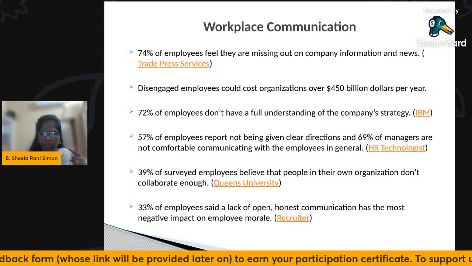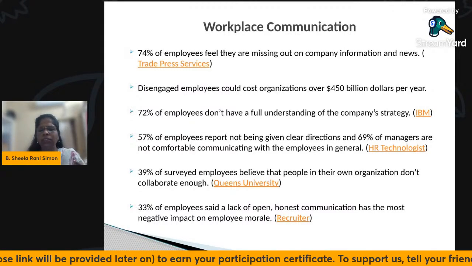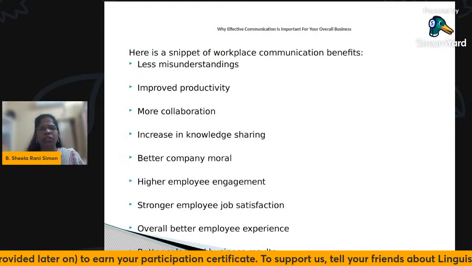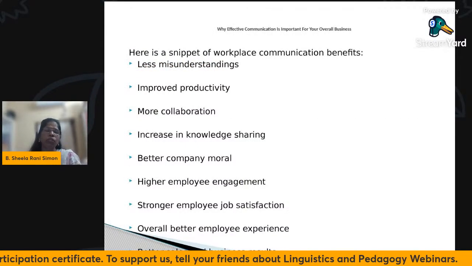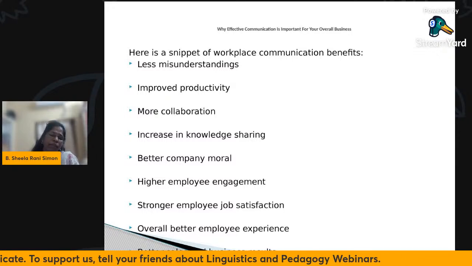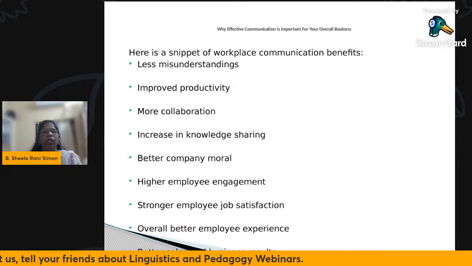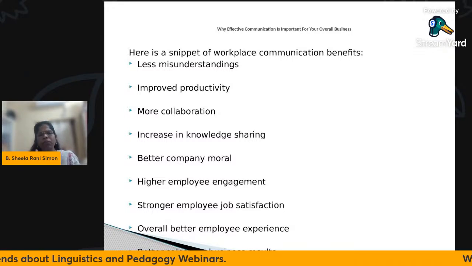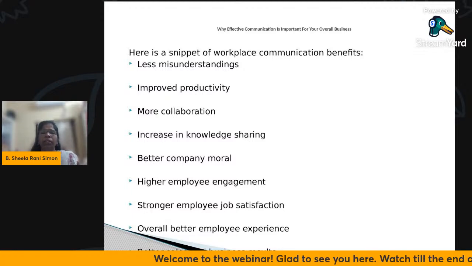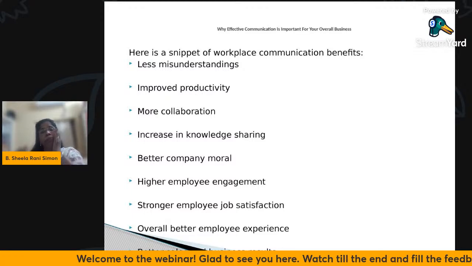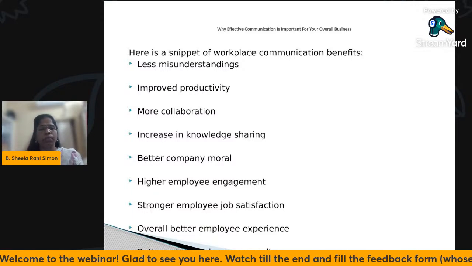So the entire onus or the burden lies on the teachers, language teachers, as to how you would mold your students to prepare them for a job in the future. So here is a snippet of a workplace communication benefit. So how do we generally view workplace communication, and how, if communication is effective, is it going to benefit us?